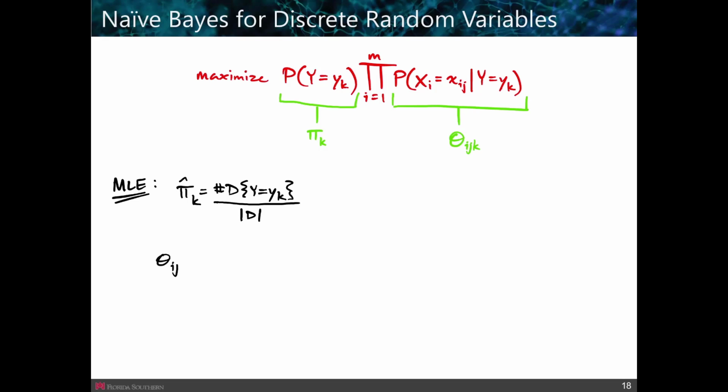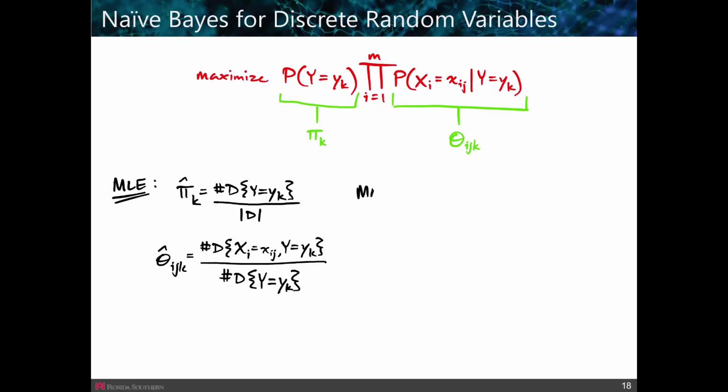The MLE estimate for our class conditionals will be equal to the number of instances in our data set such that X_i equals x_ij. Notice the first X there is capitalized, the second one's supposed to be lowercase. And where y equals y_k, divided by, now this time it's not the total number of samples because this is conditioned on the samples of a particular class. So it's the number of times we see in our data set that y equals y_k.